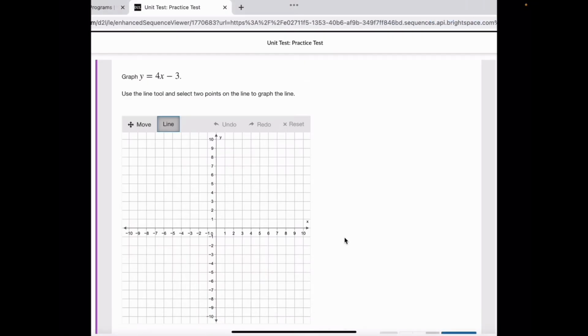So y equals 4x minus 3. Remember that 4x minus 3 will have a y-intercept at negative 3. So I'm going to go to negative 3 and create my first point right there. Now I need to count the slope, which is 4. So remember, 4 is 4 over 1. So I'm going to count up 4. 1, 2, 3, 4, and then right 1 in order to create my second point. These 2 points will create the graph of my line.